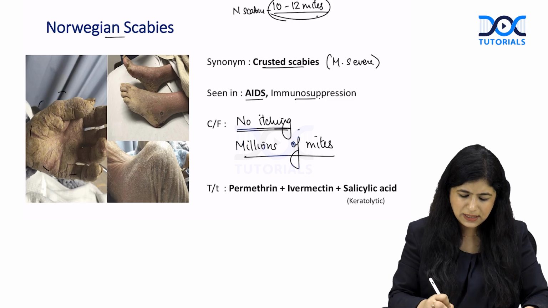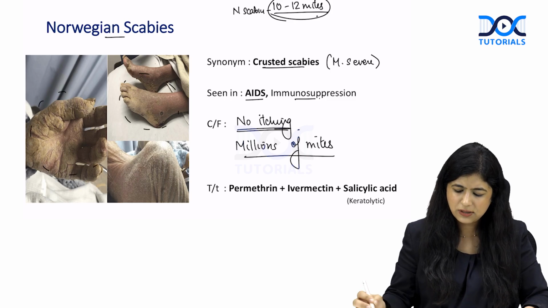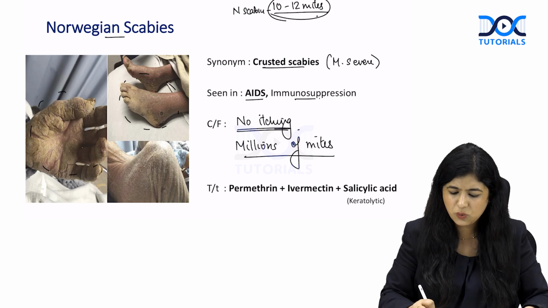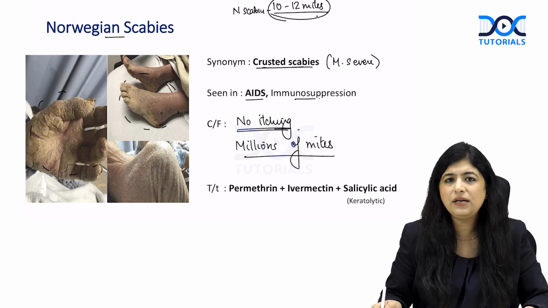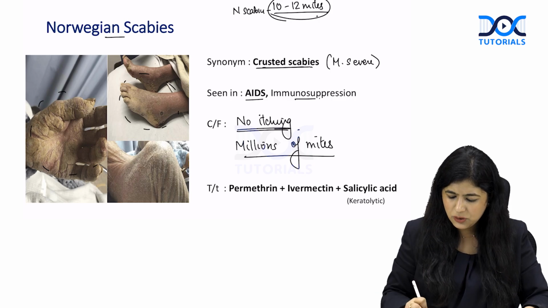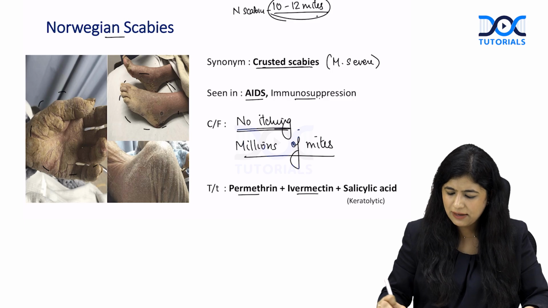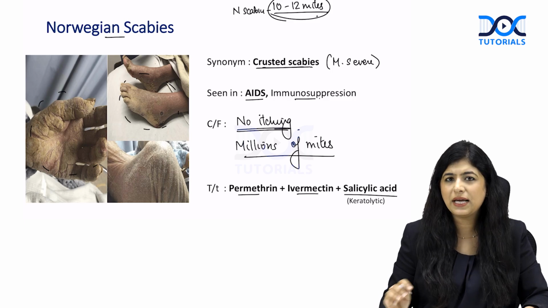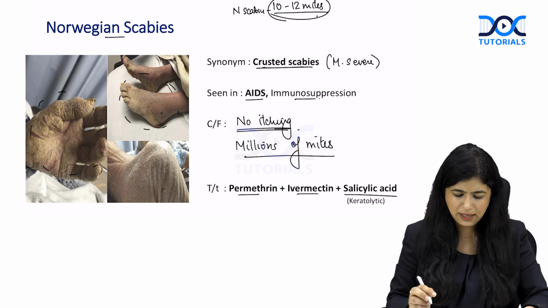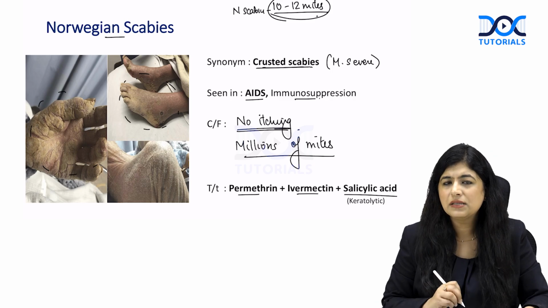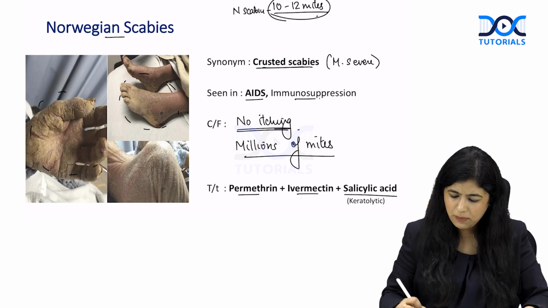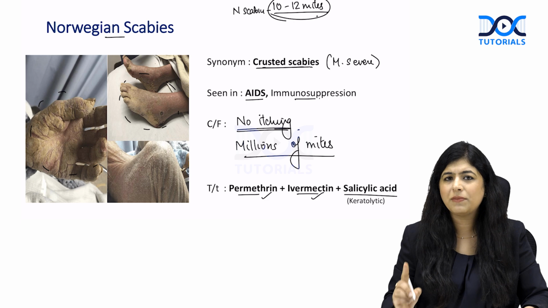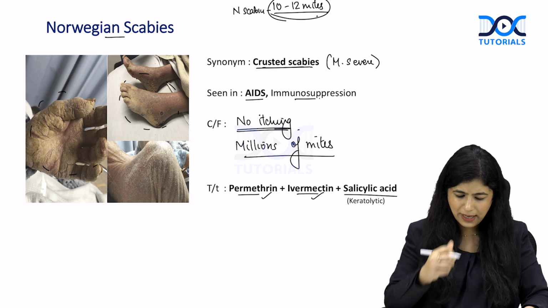And what you see are these crusted scaly lesions on the body of the patient, because of which it is called crusted scabies. In the treatment, we use permethrin with ivermectin as well as a keratolytic agent to reduce the scaling on the surface, that is salicylic acid. So remember here, both oral and topical management is used together.